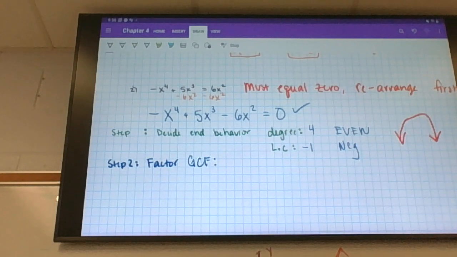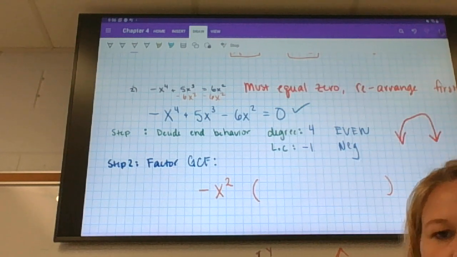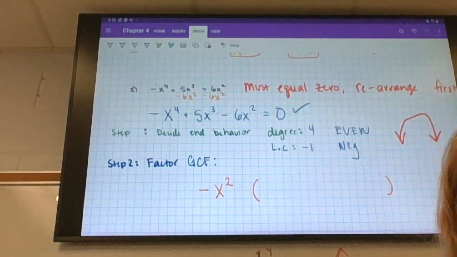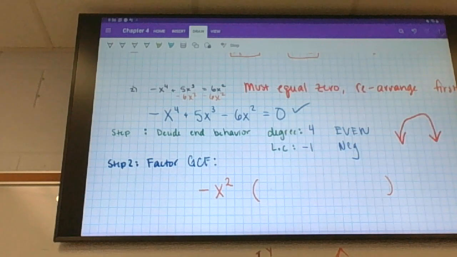Now this is interesting. I kind of have been avoiding negative leading coefficients because they're more difficult to factor. So when I factor x squared out as a GCF, I'm actually going to factor negative x squared out because everything will be easier. So take a negative out. And that's going to leave x squared minus 5x plus 6. So then factor that.